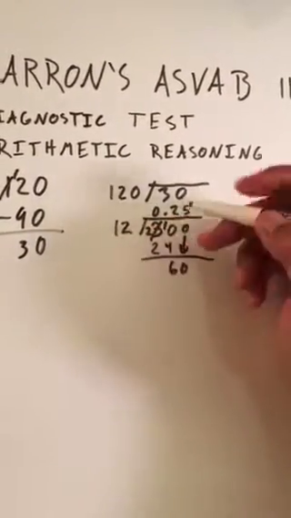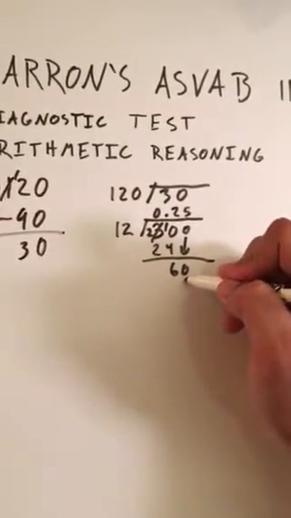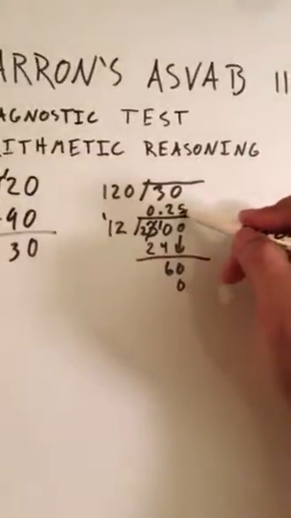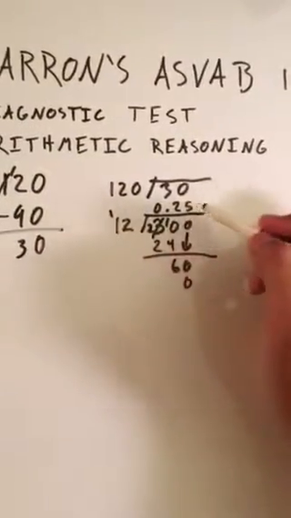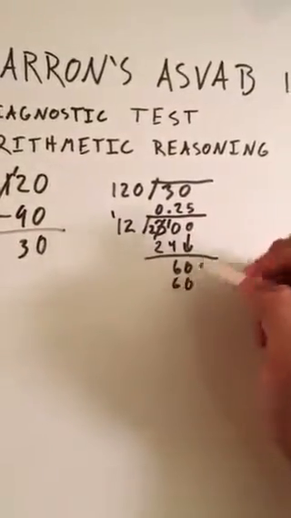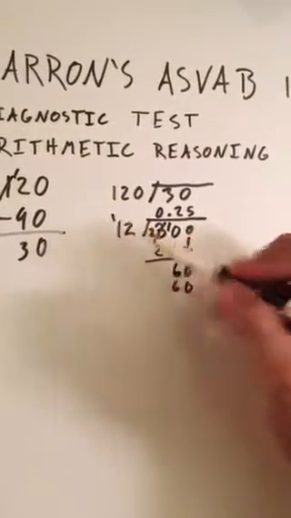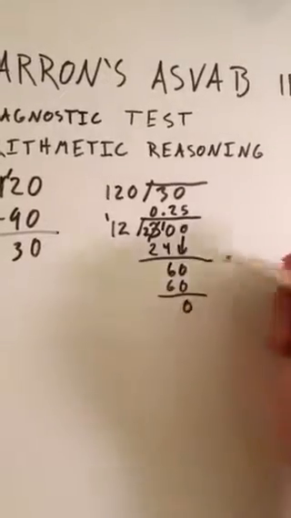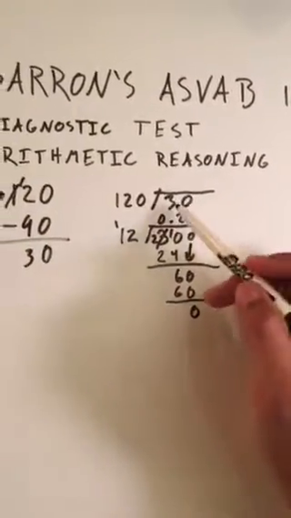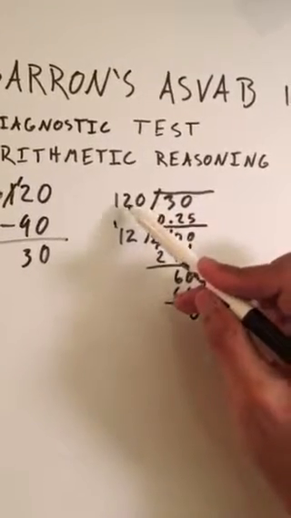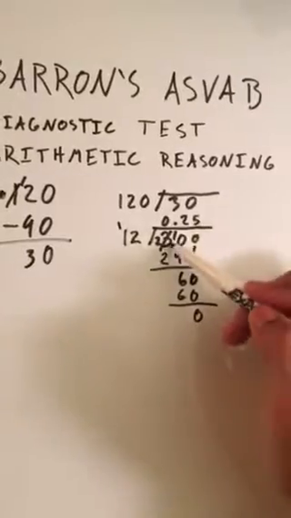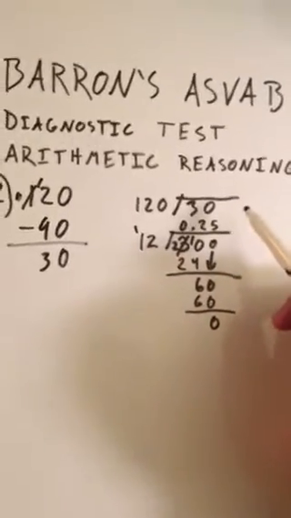5 times 2 is 10. I'm going to put the 0 right there, and I'm going to carry the 1. 5 times 1 is 5, but I have the 1, so I'm going to carry that 1 in, and 6. So 5 times 1 is 5, plus 1 is 6. There's 0 left over. Now this is 25%. 30 divided by 120 is 25%. 3 divided by 12 is 25%.